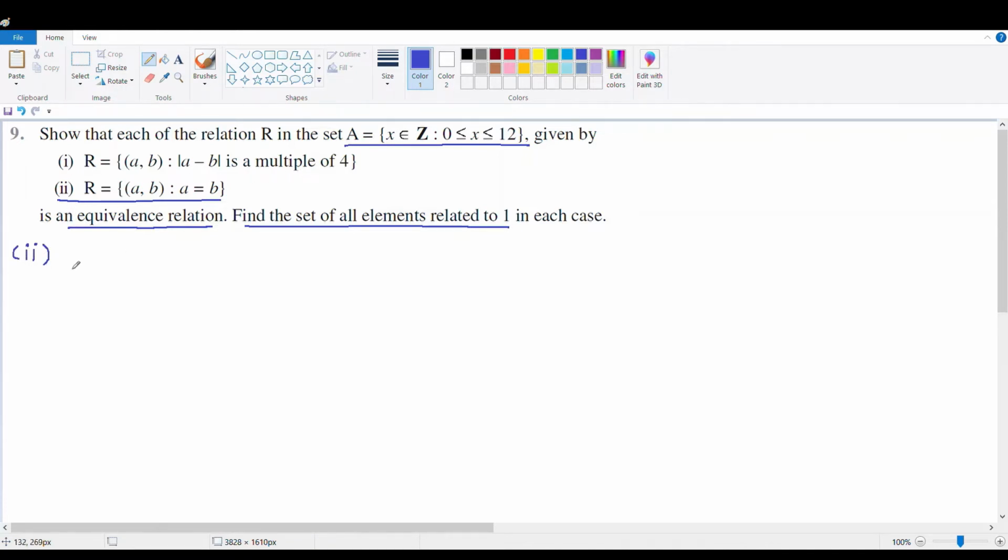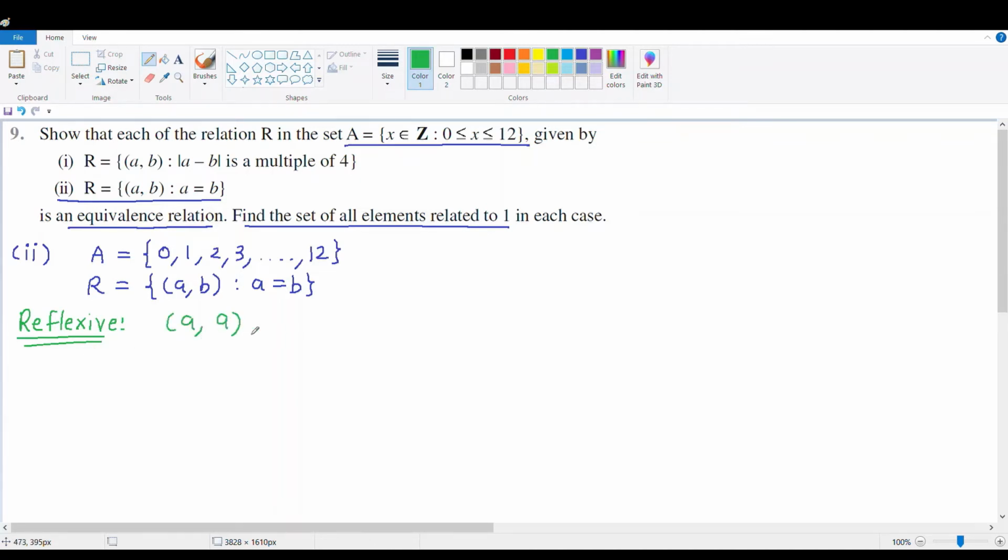One we already finished. So now the second part. The set you are given is all the integers from 0, so 0, 1, 2, 3, and so on till 12, and the relation you are given is between (a, b), where a is equal to b. Since we need to show that it is an equivalence relation, we are going to work through all three: reflexive, symmetric and transitive. So let's start with reflexive. The definition of reflexive is that (a, a) belongs to R for every a belongs to A.